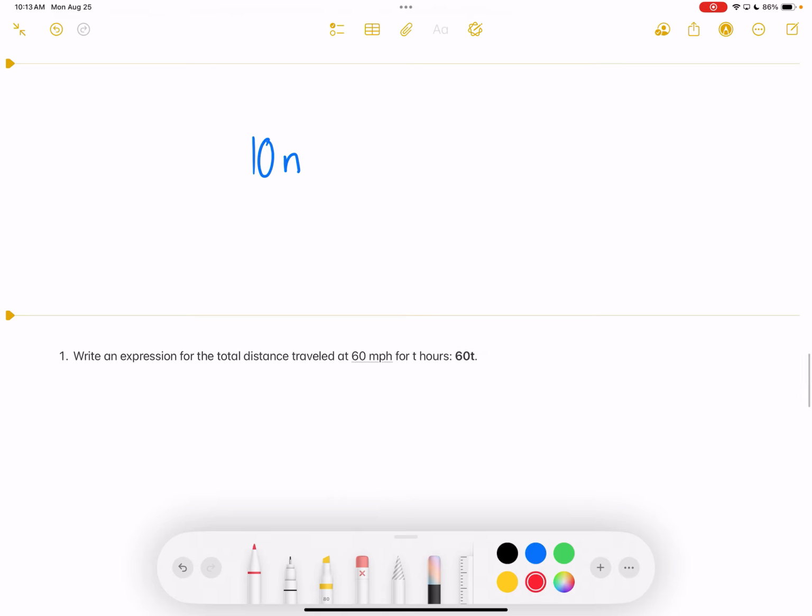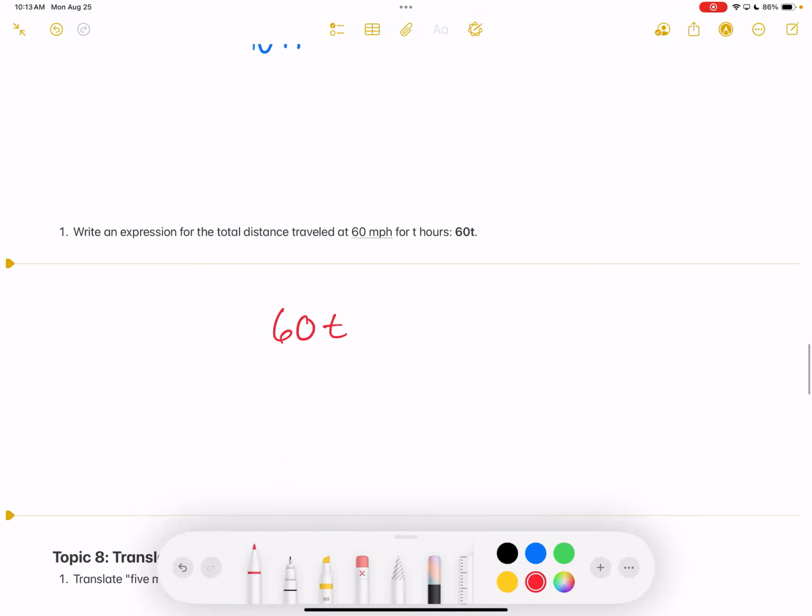Kind of the same thing on the next one. Write an expression for the total distance traveled at 60 miles per hour for t hours. So 60t. Because if I go 60 miles an hour for 1 hour, I've gone 60 miles. If I go 60 miles an hour for 2 hours, I've gone 120 miles. So depending on how long I go 60 miles an hour is how far I'm driving.